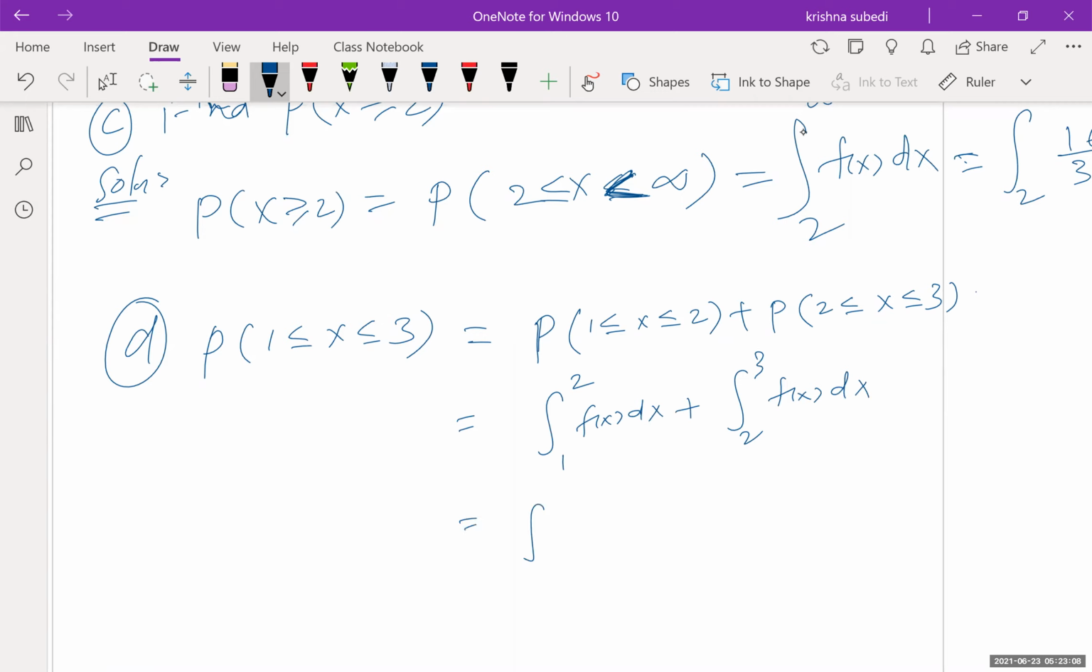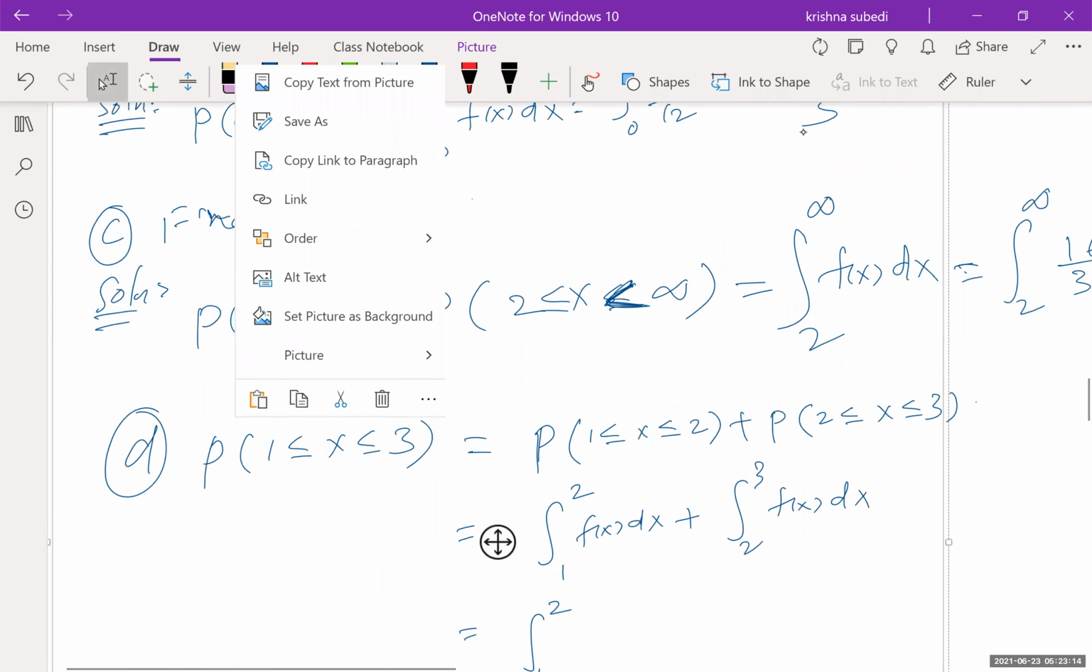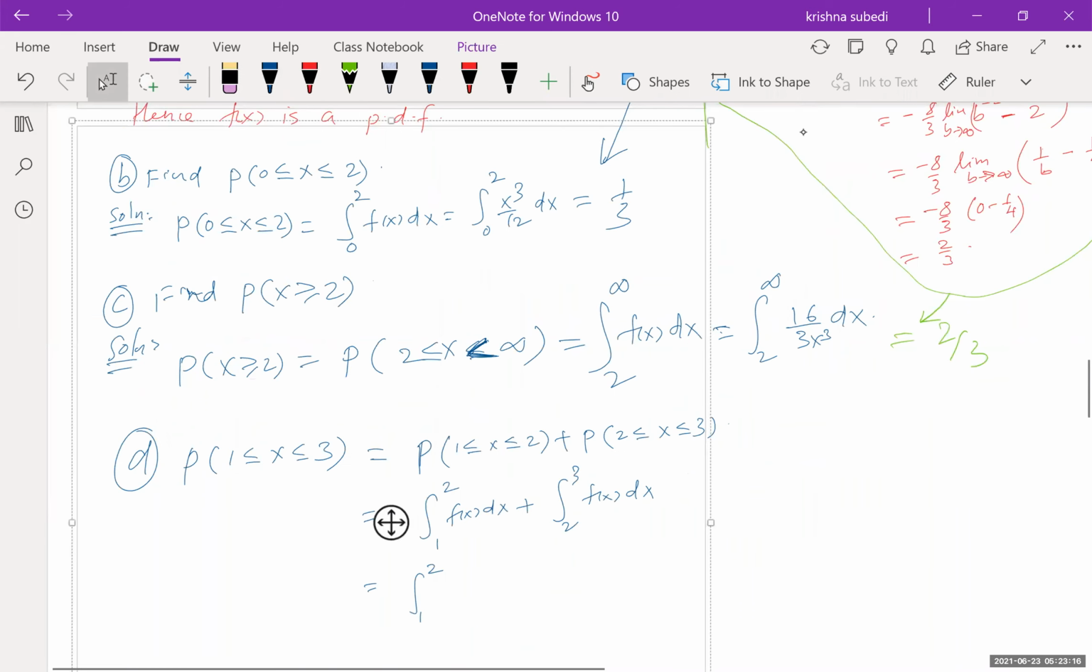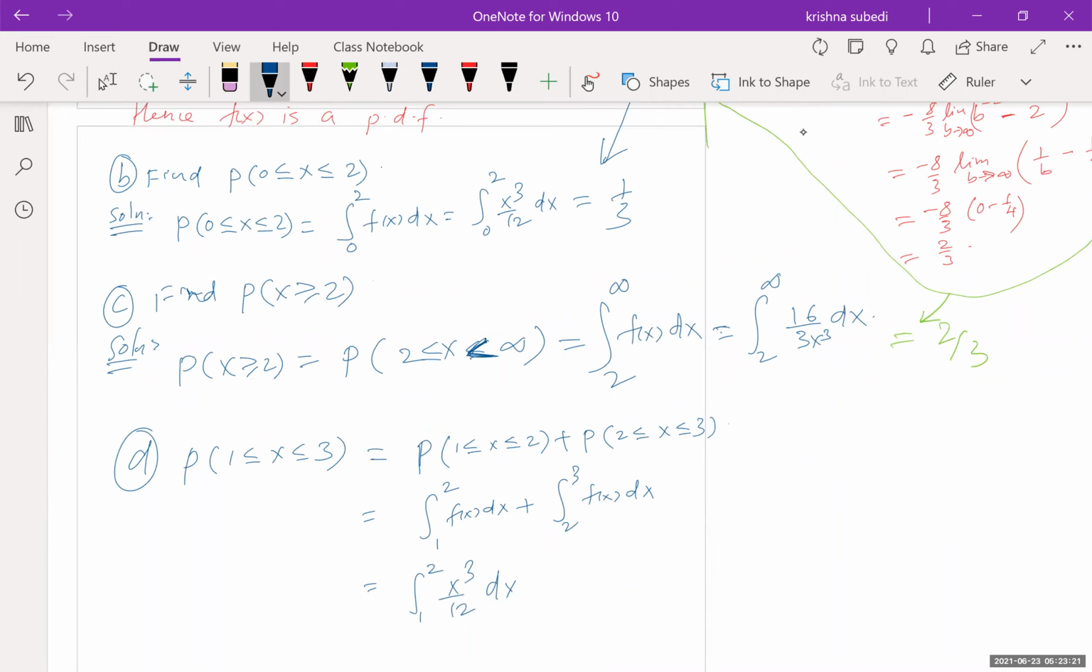Now 1 to 2 of f of x. So which piece is between 1 and 2? You already know the first piece, which is x cubed over 12 dx, plus the second piece, which is anything greater than 2, which is 16 over 3x cubed dx.